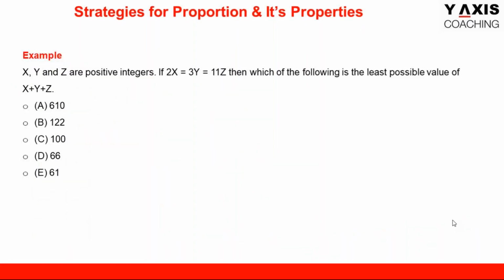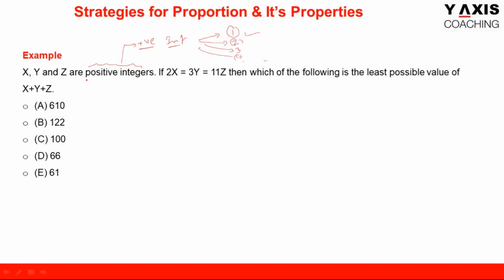Now we have got the idea about proportion. Now I'm going to take one example to solve a proportion related problem. I'll read the problem for you. X, Y, Z are positive integers. Take care, these are positive integers. If I ask what is the least positive integer? 1. Next 2. Next 3. Next 4, etc. So we get infinite positive integers, and the least one is 1.